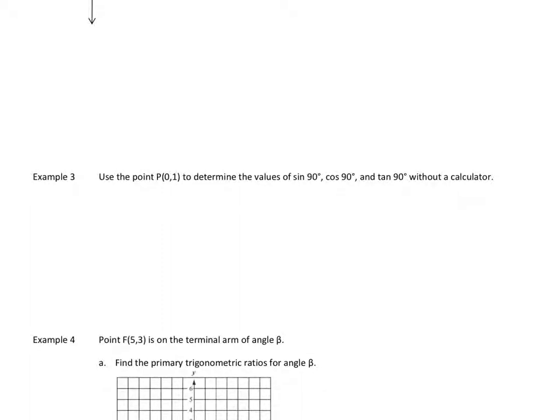Okay, continuing with example 3. It says use the point P with coordinates 0, 1 to determine the values of sine 90 degrees, cosine 90 degrees, and tan 90 degrees without a calculator. So let's start with a bit of a sketch here.